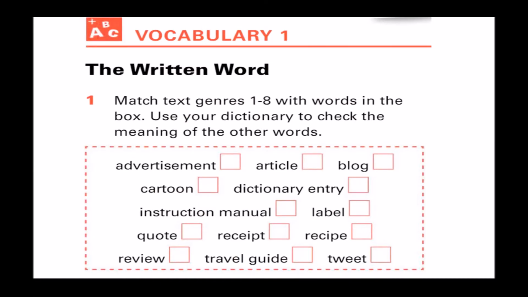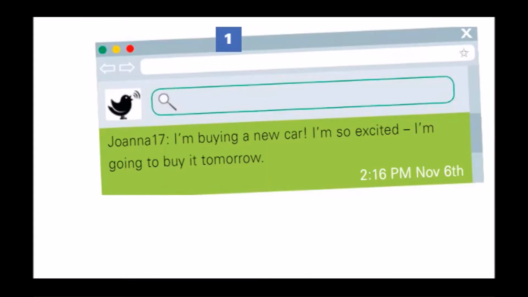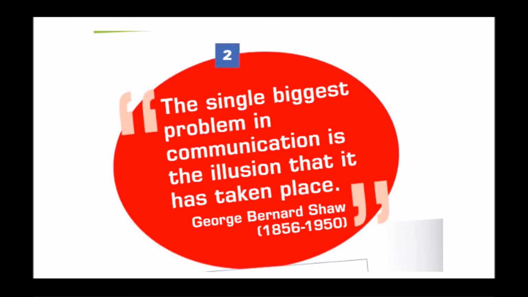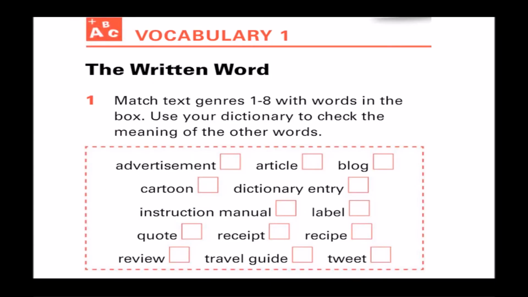Vocabulary number 1. The written word. Exercise 1. Match text genders from 1 to 8 with words in the box. Use your dictionary to check the meaning of the other words. So the first word gender is tweet. Text number 2 is a quote. Text number 3 is a cartoon.